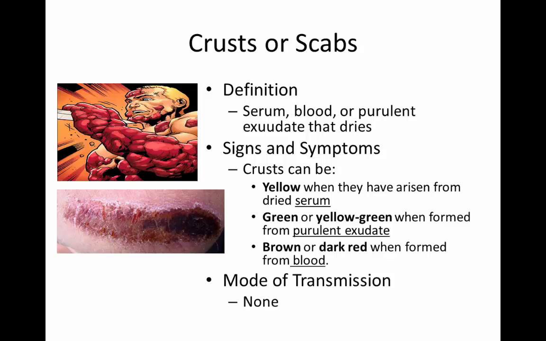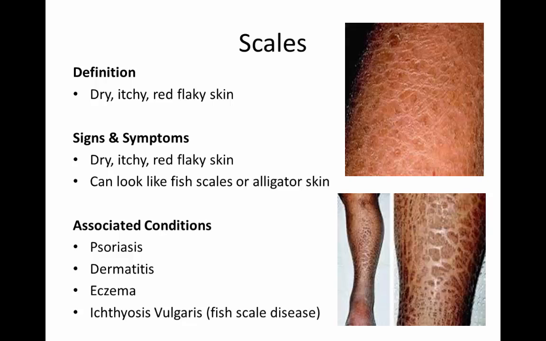A crust or scab is serum, blood, or purulent exudate which dries and is a hallmark of a pyogenic infection. Signs and symptoms of crusts: they can be yellow when they have arisen from dried serum, green or yellow-green when formed from purulent exudate, brown or dark red when formed from blood. The mode of transmission is none, so these are not contagious either.